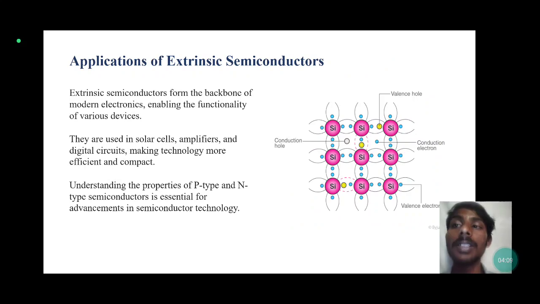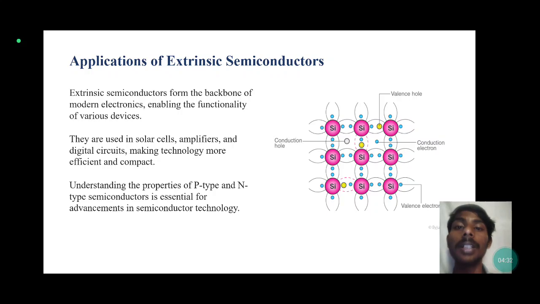Applications of extrinsic semiconductors. Extrinsic semiconductors form the backbone of modern electronics, enabling the functionality of various devices. These are used in solar cells, amplifiers, and digital circuits, making technology more efficient and compact.